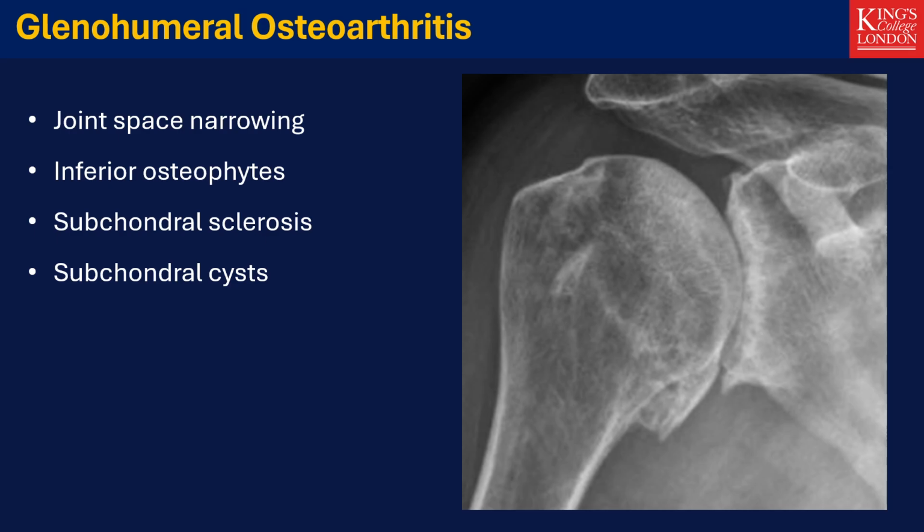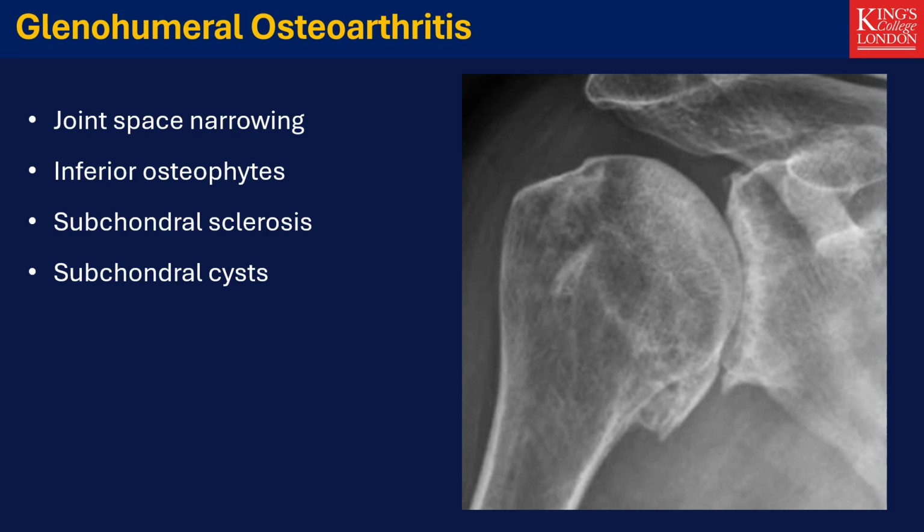Glenohumeral osteoarthritis is best evaluated on a true AP or Grashey projection. Without a proper projection, joint space assessment is unreliable. Inferior humeral head osteophytes are often the earliest radiographic sign, sometimes visible before definitive joint space narrowing. Look carefully along the inferior articular margin. Always confirm projection accuracy before diagnosing narrowing.